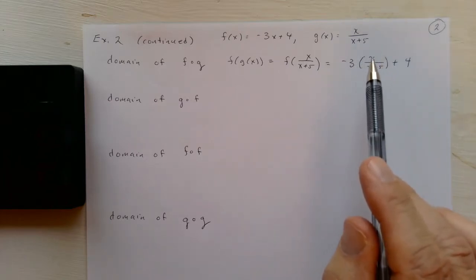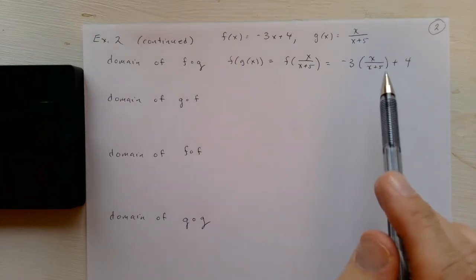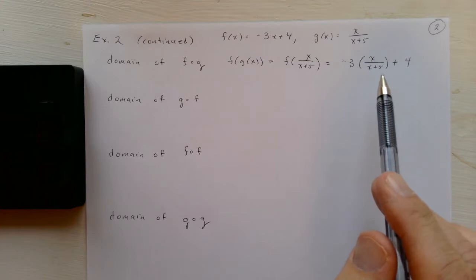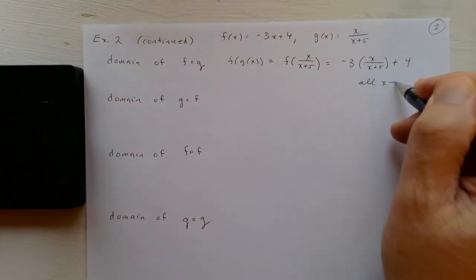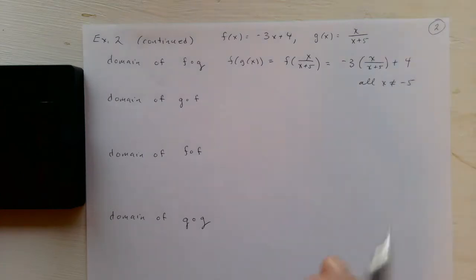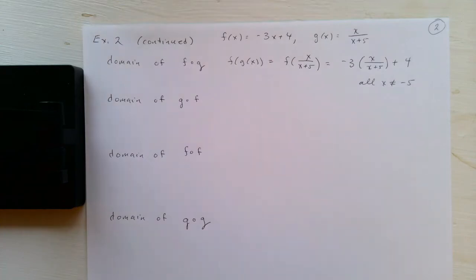And this something is a rational function, x over x plus 5. That's defined whenever x is not equal to negative 5, right? So the domain would be all x not equal to negative 5. And you can write this in interval notation if you want later on. So that's the domain of this composition.